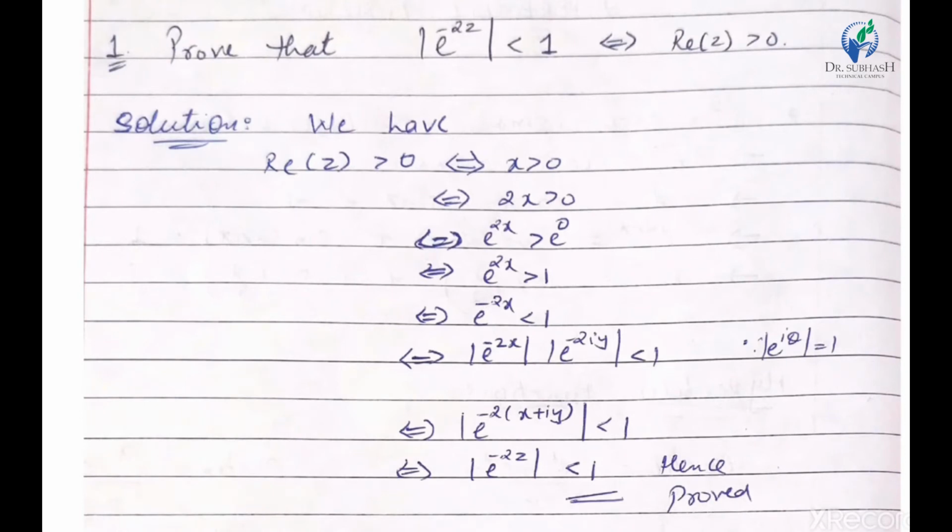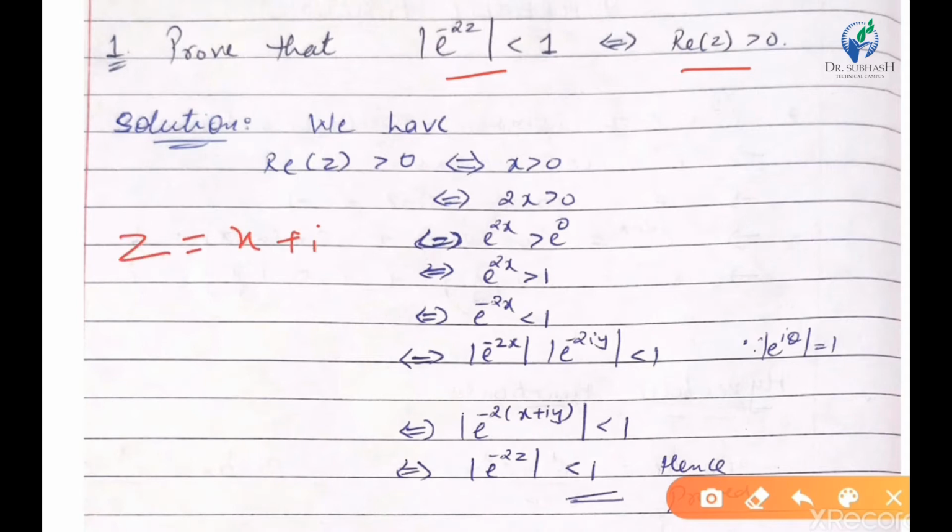See, our first question is: prove that mod of e raised to minus 2z is less than 1 if and only if real part of z is greater than 0. Now see, if we take z equal to x plus iy, then here the real part will be x. So we will start from this portion, real part of z greater than 0. So real part of z greater than 0 means what? x will be greater than 0.